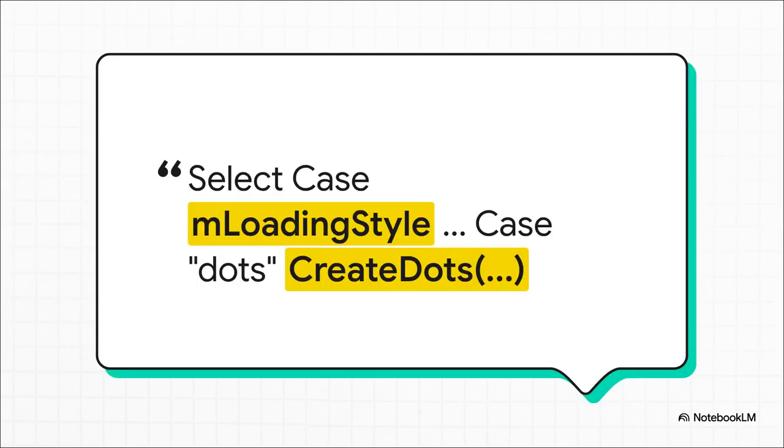And this little piece of code right here, this is basically the traffic cop for the whole drawing process. It's just a simple select case block. Whatever style you've picked, it just looks it up here and says, okay, you want dots? I'm going to call the createDots function. You want bars? Time for createBars. So simple, but so effective.